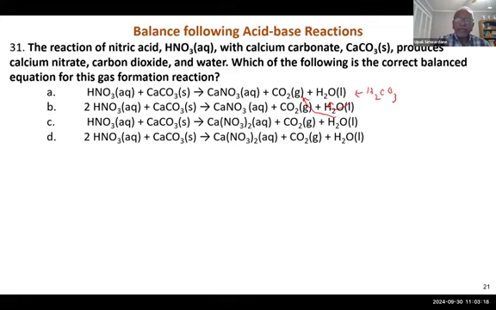Water has two hydrogens. Therefore, this is two hydrogen. Nitrate is balanced. Calcium is balanced. Carbon. This looks like the correct one. But this could be true too.